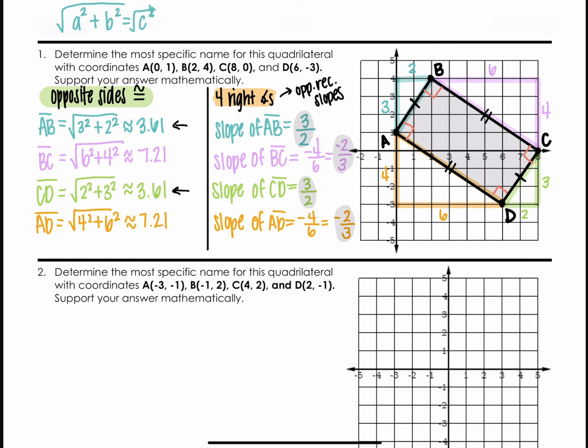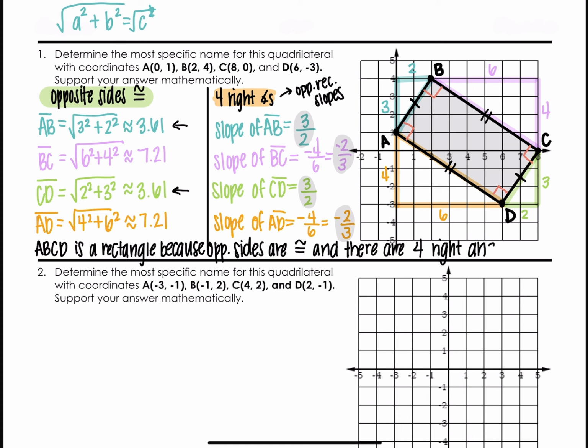So is this a rectangle? I think so. So we can say ABCD is a rectangle because the opposite sides are congruent and there are 4 right angles.